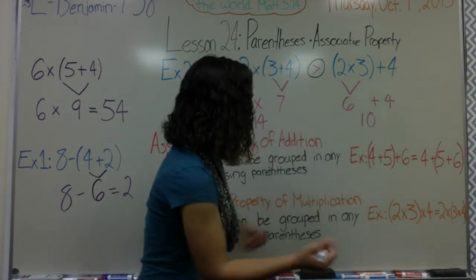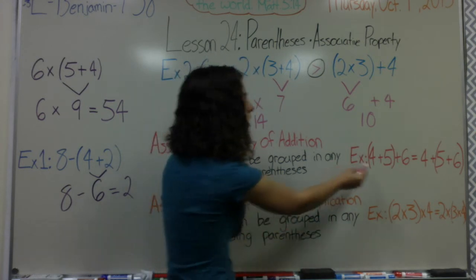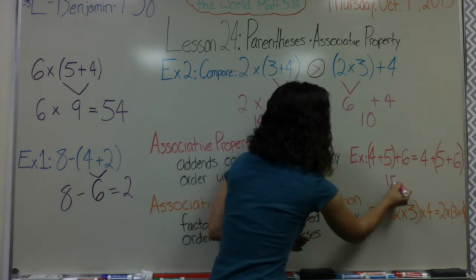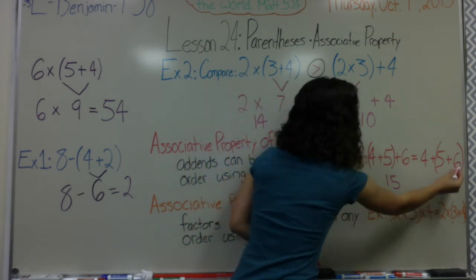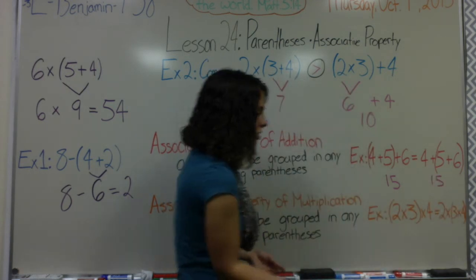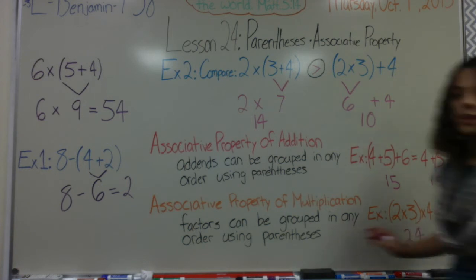Now let's check to see that these are actually correct. I'm just going to solve this as a little extra. 4 plus 5 plus 6. 4 plus 5 is 9, and 9 plus 6 is 15. 5 plus 6 is 11. 11 plus 4 is also 15. Now let's do the multiplication. 2 times 3 is 6, and 6 times 4 is 24. 3 times 4 is 12, and 12 times 2 is also 24. So this proves that they are all correct.